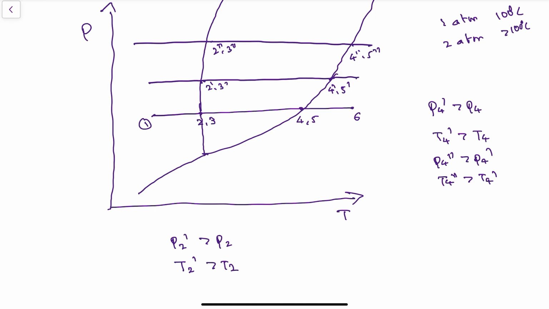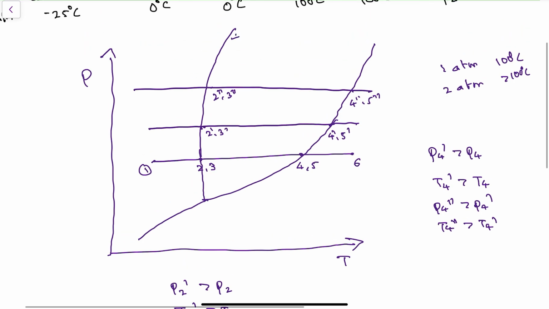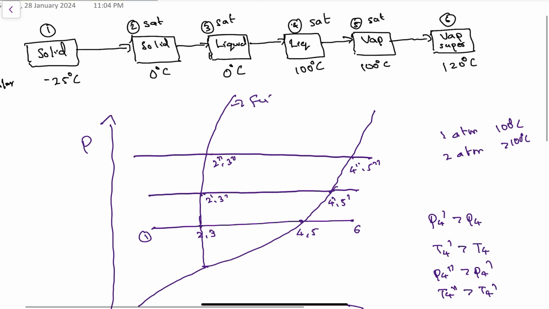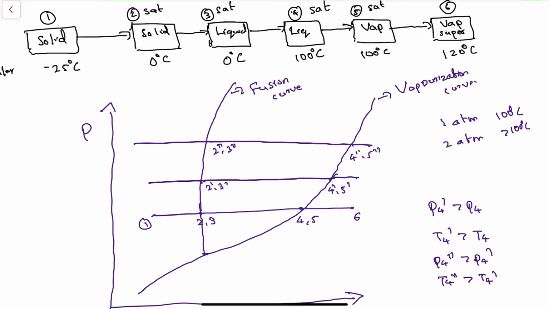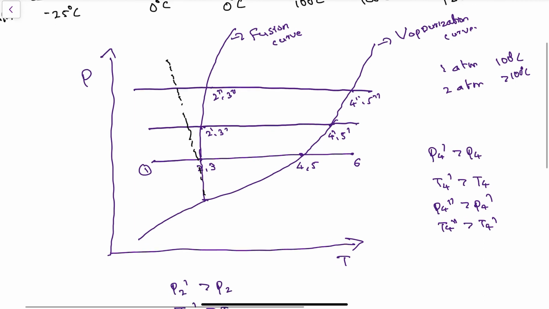So this is the fusion curve, and this is the vaporization curve. Now how will it be different for water? For water, the line will be slightly different. It will be slightly leaning towards the left. For other substances, the fusion curve will be towards the right. For water, it will be towards the left.